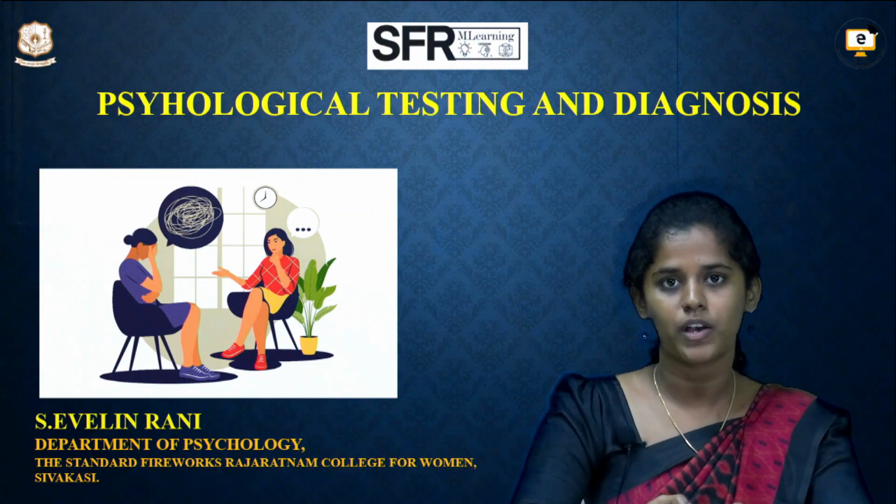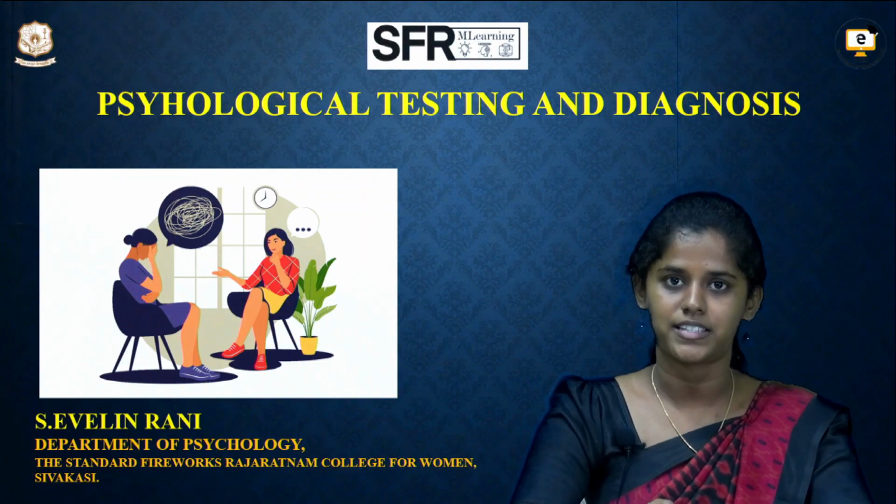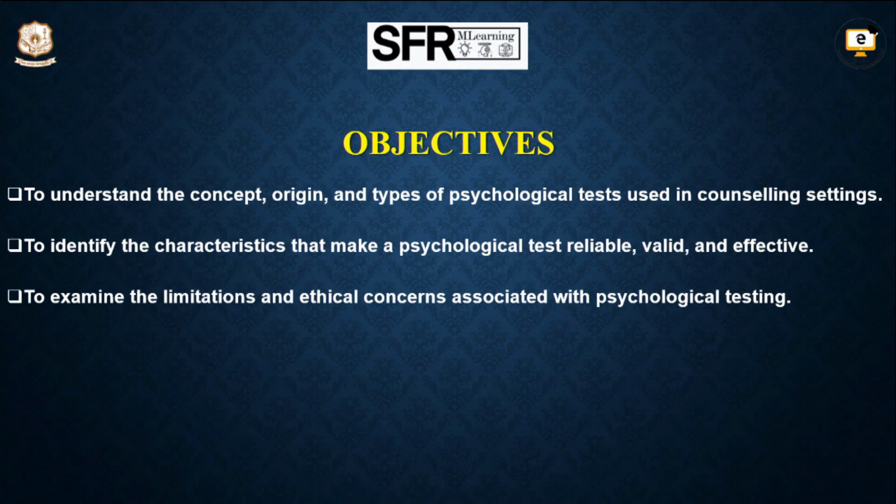In today's session, we are going to talk about psychological testing. The objective of today's session is to understand the concept, origin and types of psychological tests which are used in the counseling process, and to identify the characteristics that make a psychological test reliable, valid and effective. Reliability and validity stand for standardization. We will also examine the limits and ethical considerations associated with psychological testing.